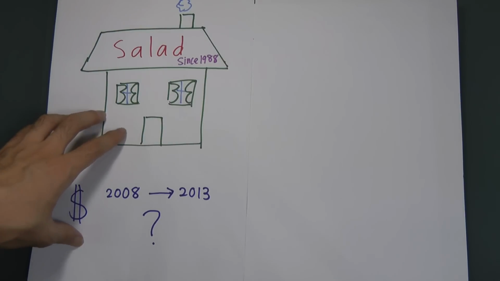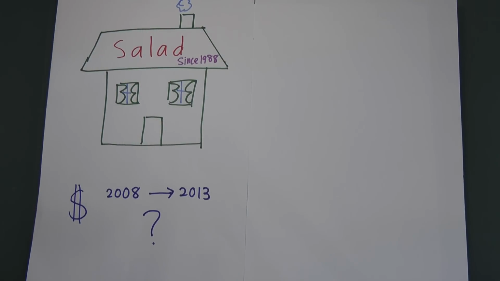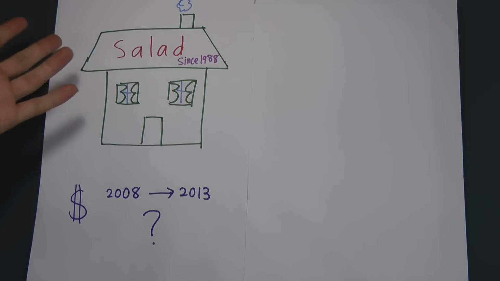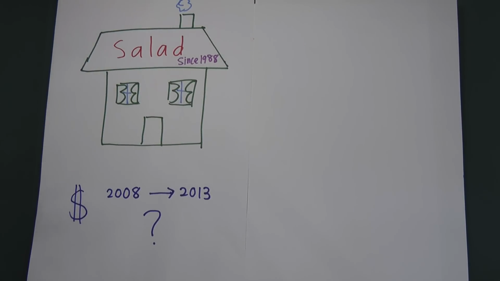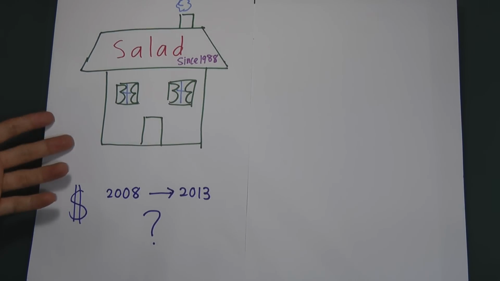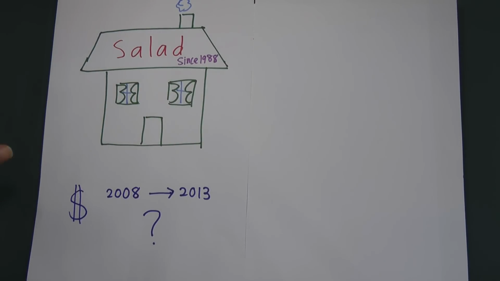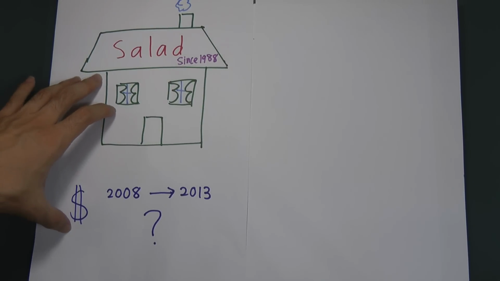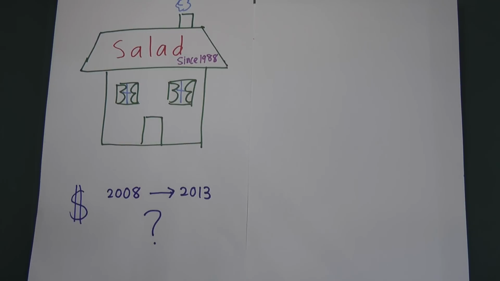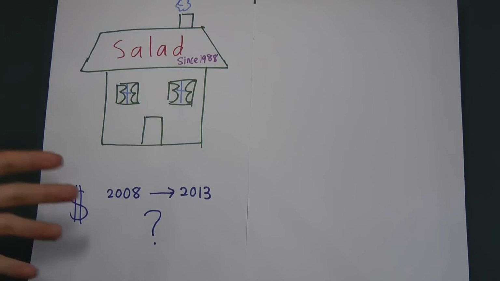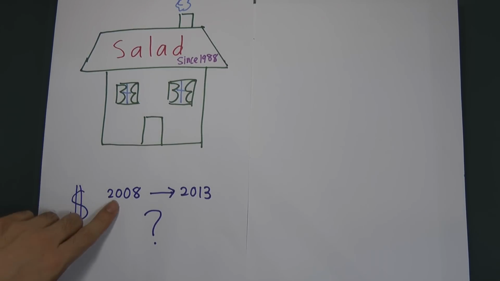Imagine you open a salad shop, means you own a salad shop, and this shop only sells salads. Maybe you take some franchise from overseas, and the franchise says this brand's already very long time ago, like since 1988. Now imagine you opened the shop since 2008.